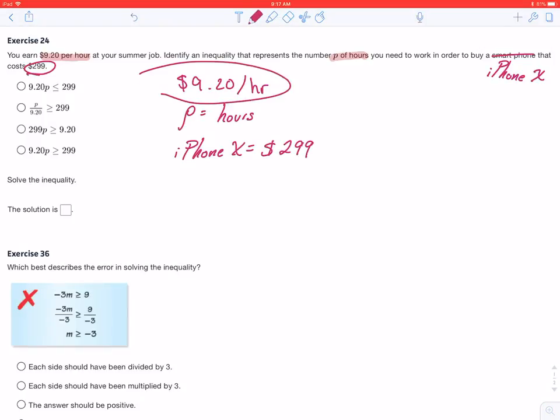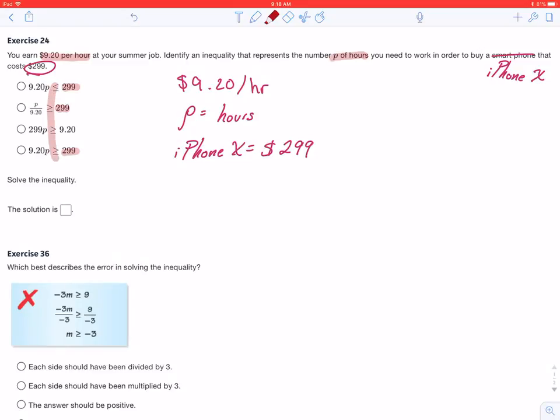And we know that we're making $9.20 an hour, and we need to figure out how many hours P we need to work in order to be able to purchase this $299. So looking at our options, and just thinking about this, we know that we want to either get to $299 or get over $299, because that's going to allow us to purchase the iPhone X. And so that means that we are going to be looking at $299 on our right side, not the $9.20. And then we want to be either greater than or equal to $299.